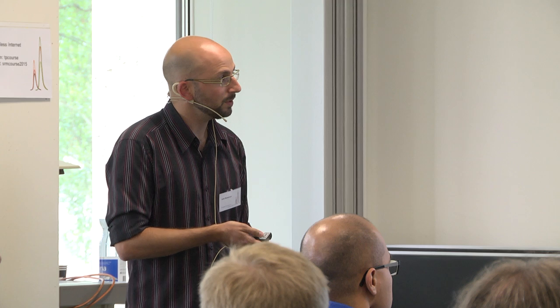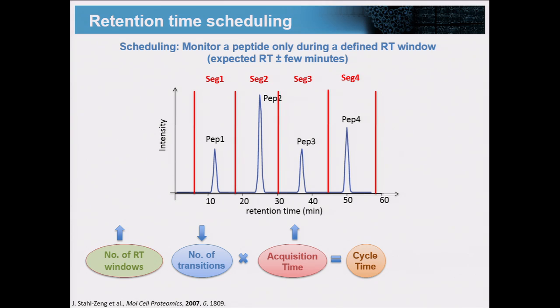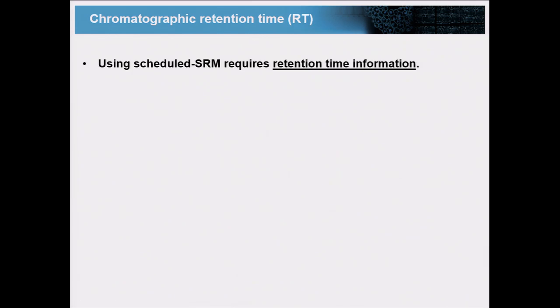Of course, this is related to the number of retention time windows we're going to use, which is related to how well we know the expected retention time and what window should be around it. Here we have 4 windows. If we only had 2 windows, then we would only improve by a factor of 2. But if we had 300 windows and monitored each peptide in its own separate window, then of course we can maximize the acquisition time per transition. So yeah, that's the problem.